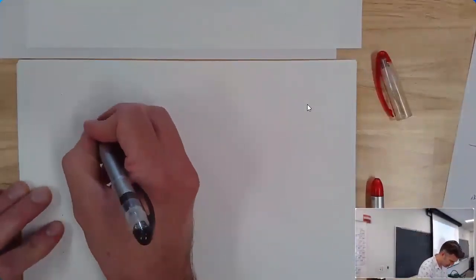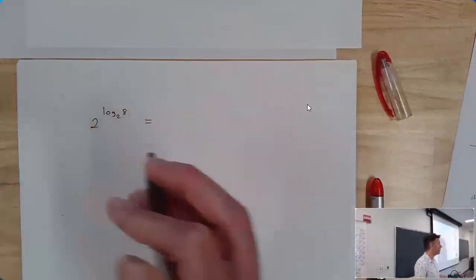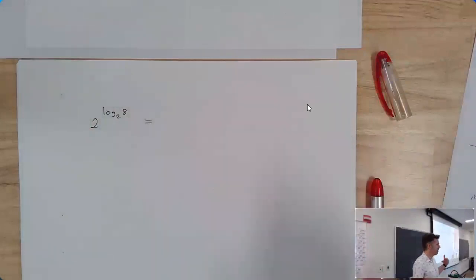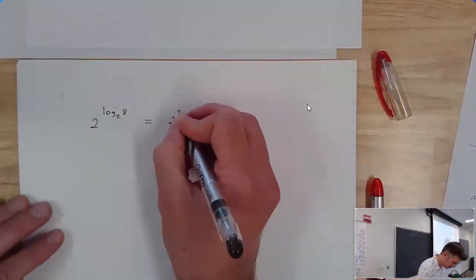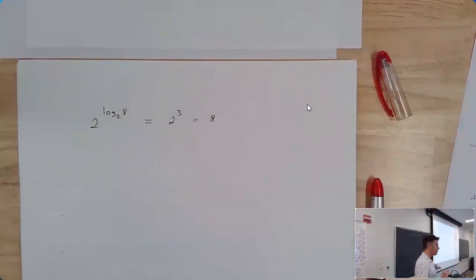So here's my favorite easy example. What's 2 to the log base 2 of 8? And we know it's 8. But what's log base 2 of 8? And what's 2 to the third? Right. By the way, 8's my favorite number. I was born on 8/8. You're going to see a lot of 8s all the time.